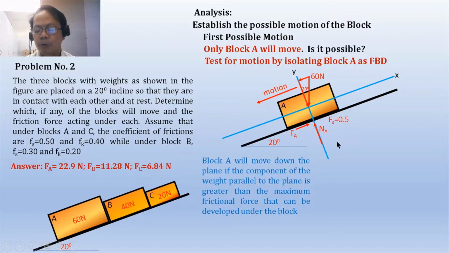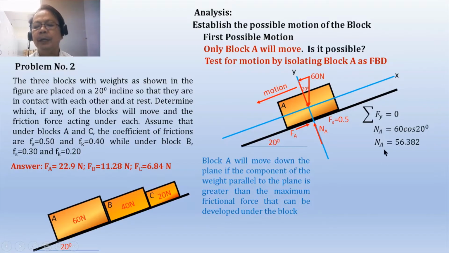Now, knowing the frictional force is equal to the product of the coefficient of static friction multiplied by the normal force acting on the plane. Therefore, we have to compute this N sub A by summing forces along y equal to 0. So that N sub A will be equal to this component of the weight. And this will be equal to 60 multiplied by cosine of 20.